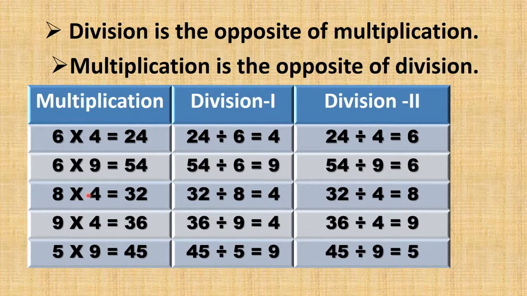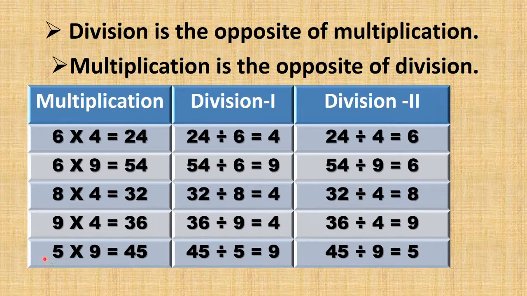Next, 8 multiplied by 4 is equal to 32. And 32 divided by 8 is equal to 4. 32 divided by 4 is equal to 8. Next example, 9 multiplied by 4 is equal to 36. 36 divided by 9 is equal to 4. And 36 divided by 4 is equal to 9.